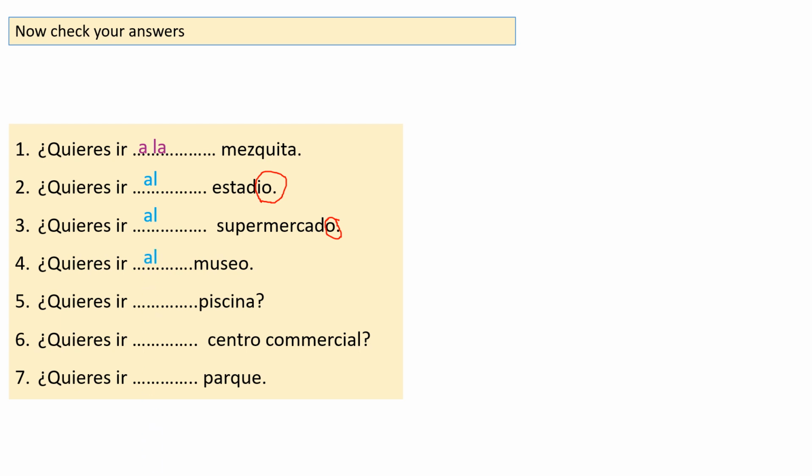Cuatro, ¿Quieres ir al museo? These are all regular because the noun ends in an O. It's going to be al. ¿Quieres ir a la piscina? Okay, there we go. It ends in A, so it's feminine. ¿Quieres ir al centro comercial? The O tells us it's masculine. And ¿Quieres ir al parque? Now, parque has an E at the end in the masculine, and you just have to learn it as a masculine noun.